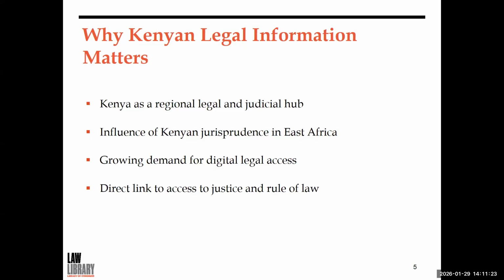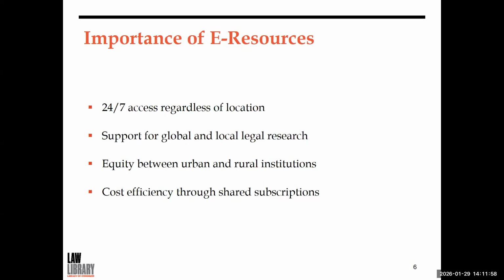There's also a direct link to access to justice and the rule of law. Individuals are now better informed about their rights and legal obligations. You'll also find that lawyers and judicial officers are now able to make more consistent and well-informed decisions. So at least now there's that direct link to access to justice and law, regardless of where someone is, they are able to access information.